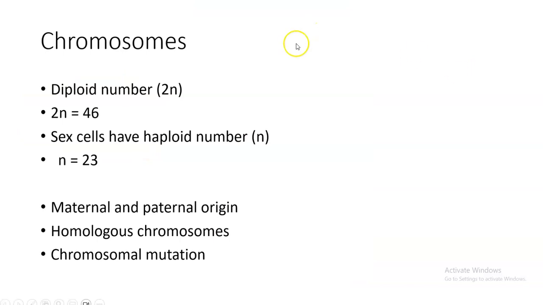So as I've mentioned before, diploid number is 46. Haploid will be 23. And also remember, the two chromosomes that you get as an offspring, they come from your maternal or paternal origin. Maternal means mother, paternal is the father, and then these two become homologous chromosomes. So those two chromosomes that look the same in your karyotype are called homologous chromosomes.